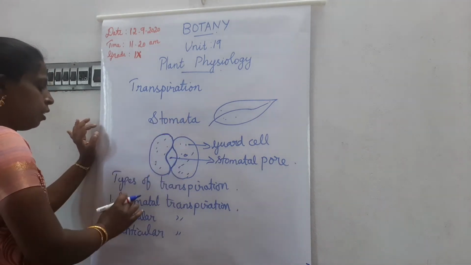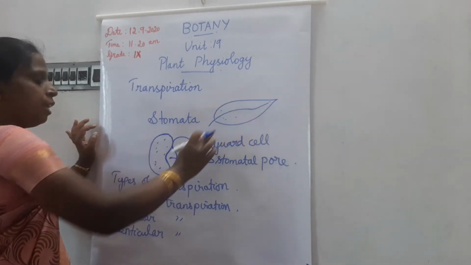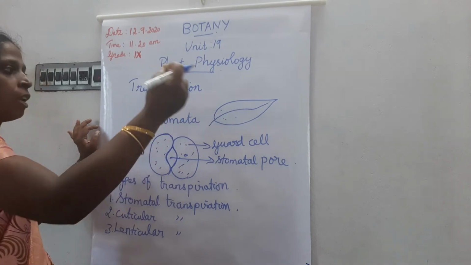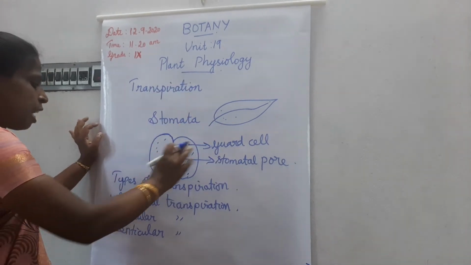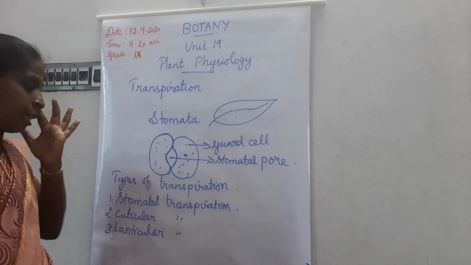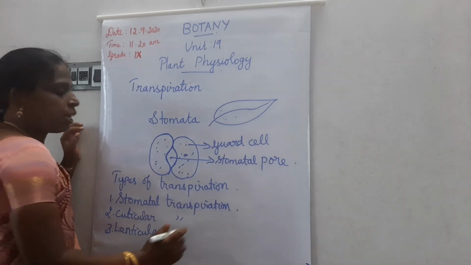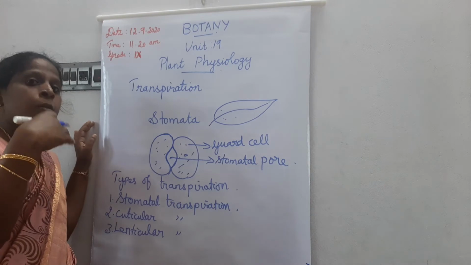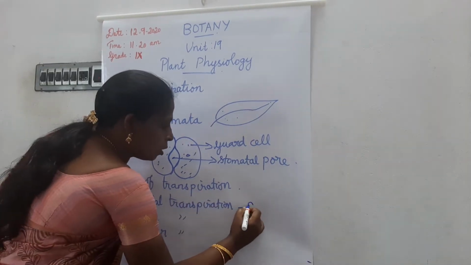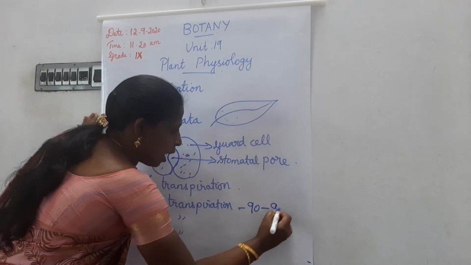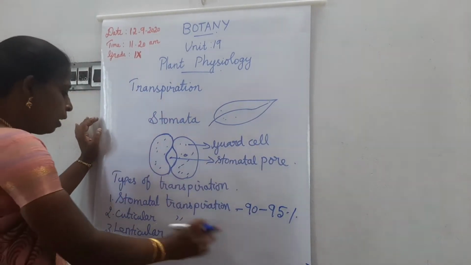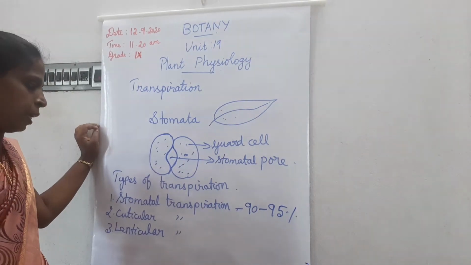Already we have learned that the tiny pores present in the leaves are called stomata. Through these pores the water may evaporate. That type of transpiration is called stomatal transpiration. In stomatal transpiration a large amount of water can evaporate. Mostly 90 to 95% of water is lost through stomatal transpiration.